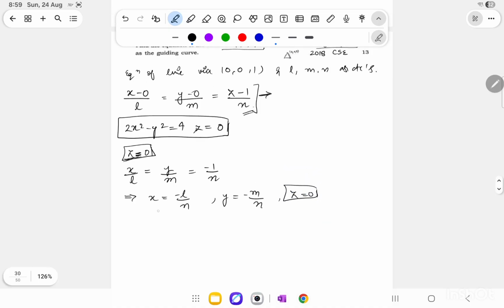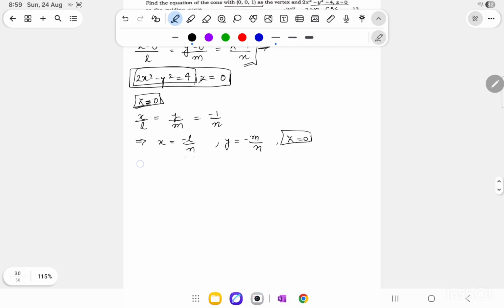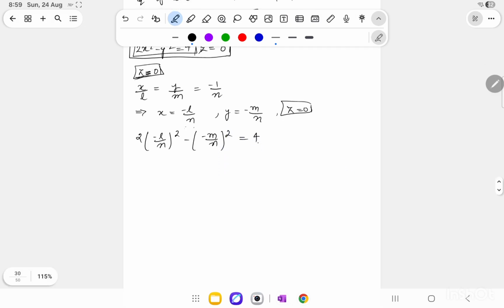So any arbitrary point on the base curve is x equals minus L by N and y equals minus M by N. We can substitute these values of x and y in the base curve equation to find a relation. That will be 2 into minus L by N whole square minus minus M by N whole square is equal to 4. If I simplify it, I'll get 2L square minus M square is equal to 4N square.